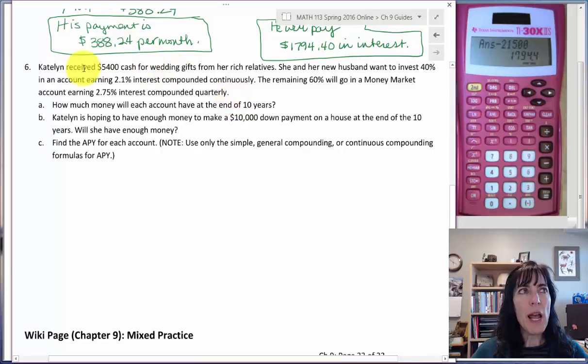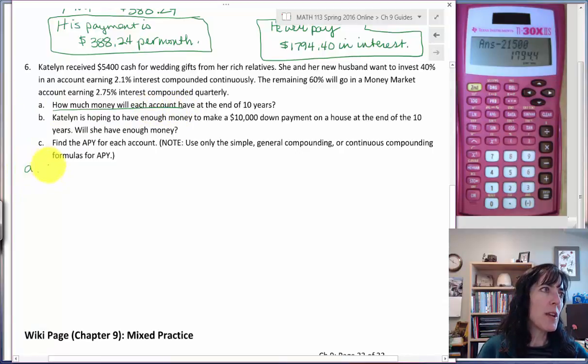The other clue I have is that she has a lump sum of money, $5,400 in cash. That's a big chunk of money that she wants to deposit somewhere and just leave it sit. She's not going to make $5,400 payments every month because obviously she just got the $5,400 in cash and that's all she has. Okay, so we're going to have two accounts. How much money will each account have at the end of the time?